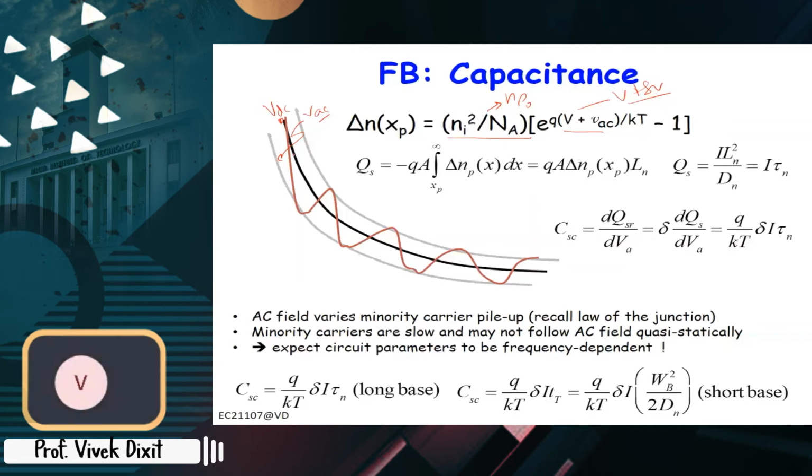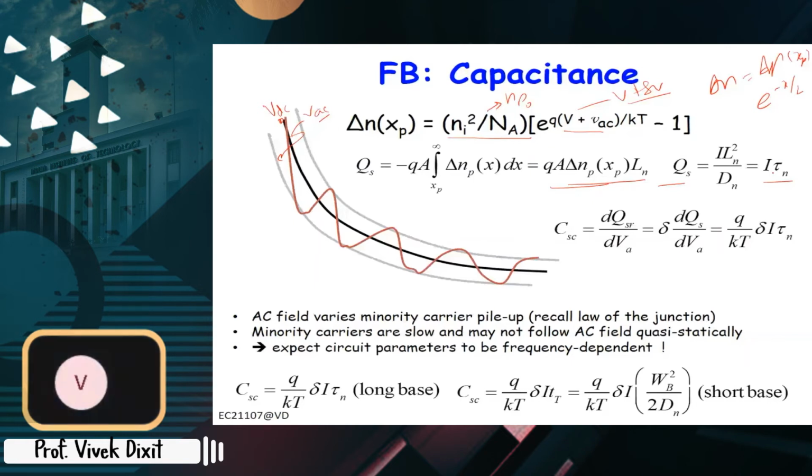So the total charge here: delta N, of course, will change with position. So delta N will be delta N at xp times e to the power minus x by L. If you integrate it, this L will be multiplied, so delta N at xp multiplied by Ln. This will be the total charge. You can recall the other expression: we said that I is Q by tau, so you can write Q as I tau. Because this is tau n, this will be I due to N only.